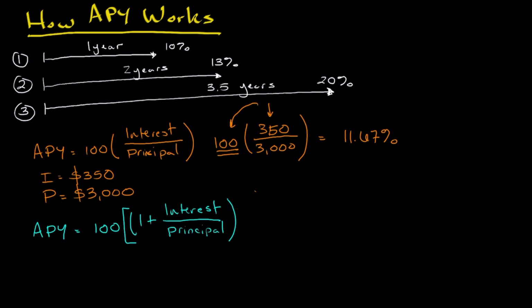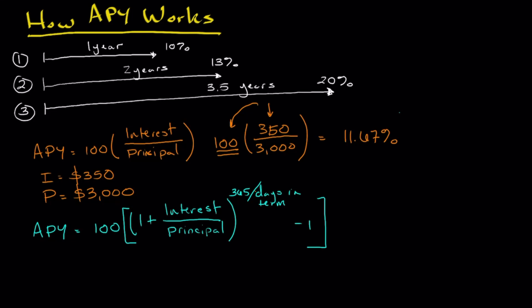And then we are going to add 365 divided by the days in the term. And then subtract 1. And then we'll have another bracket over here. So notice there's a couple of differences, some things that we'll want to focus on.